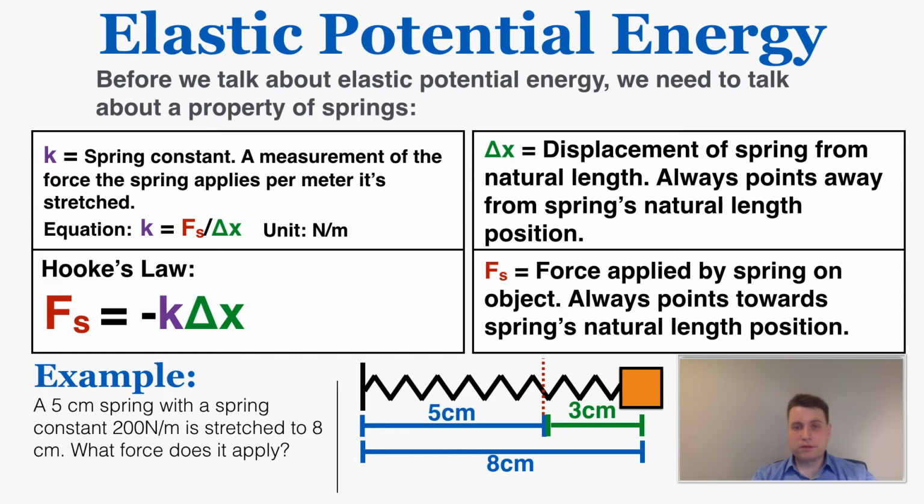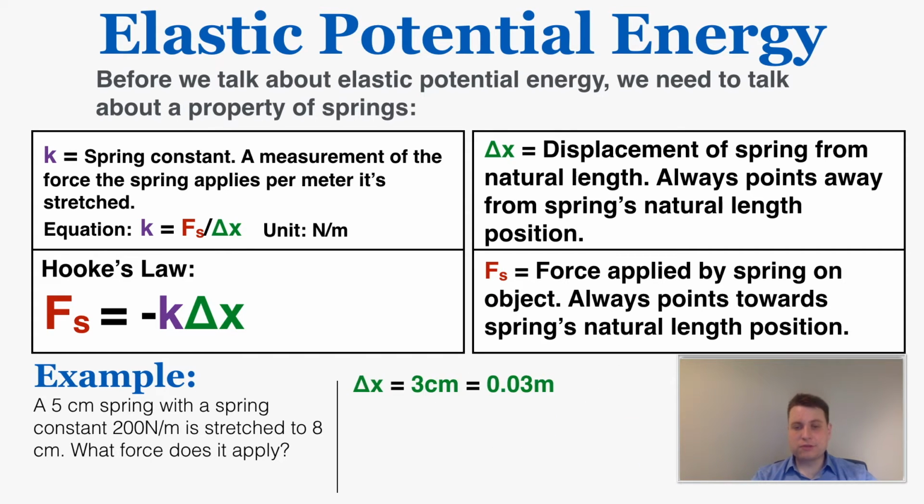So the displacement of the spring is 3 centimeters, which we usually convert to meters when we're working with force. That's 0.03 meters. And we know that the k constant is 200 newtons per meter. So that means that the force that the spring is going to apply at this point is equal to 200 newtons per meter times 0.03 meters, which is equal to 6 newtons.